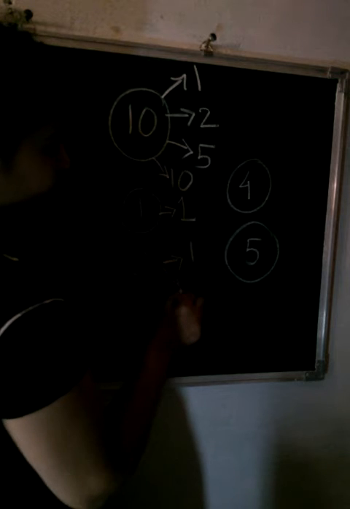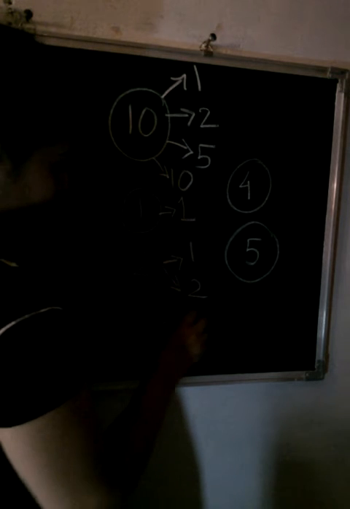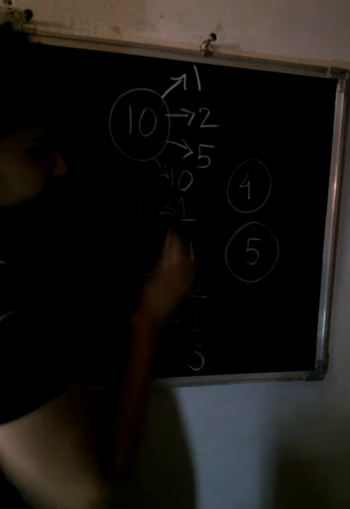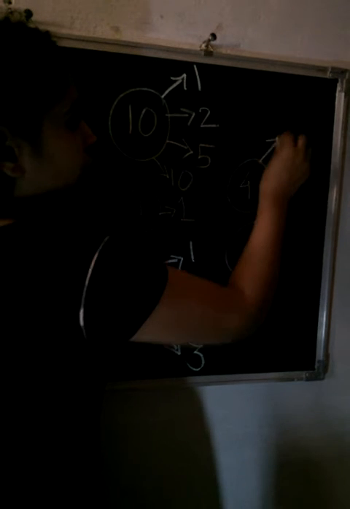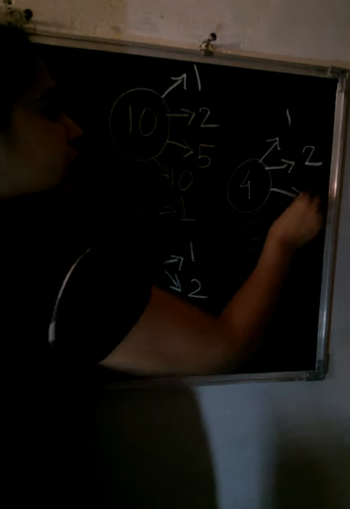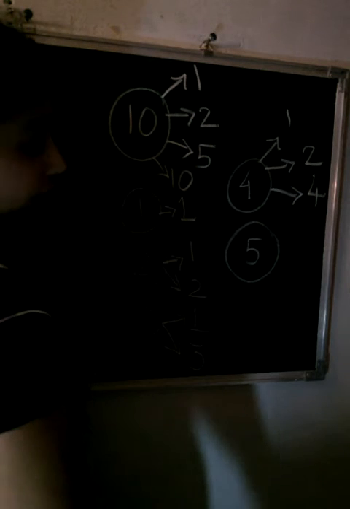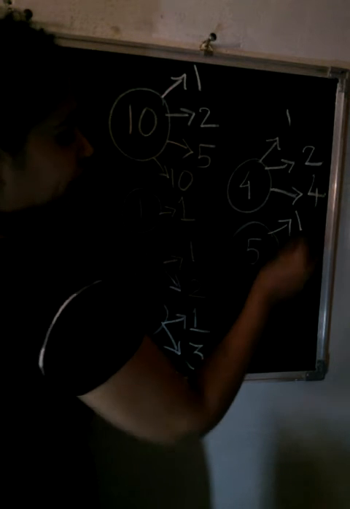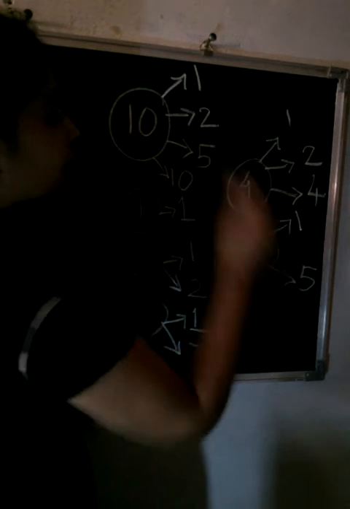There is only one number which can divide 1, that is the number itself. 1 can divide 2 and 2 can divide 2. 1 can divide 3 and the number itself can divide 3. 1 can divide 4, 2 can divide 4 and 4 can divide 4. Here 1 can divide 5 and only 5 can divide 5.